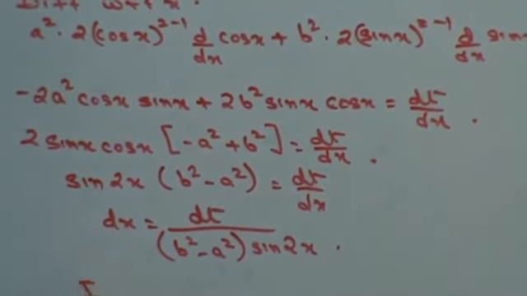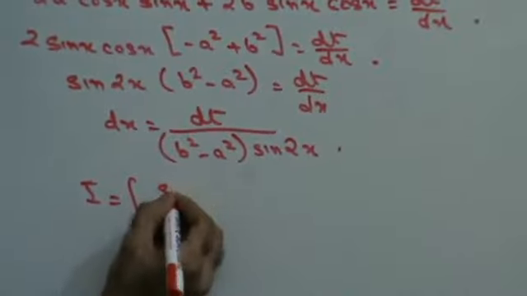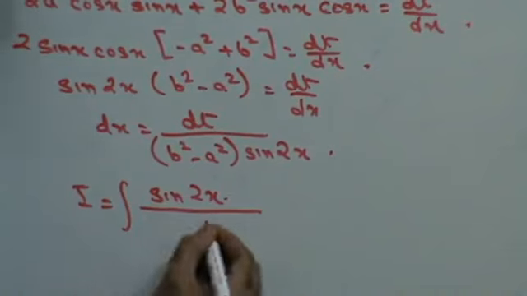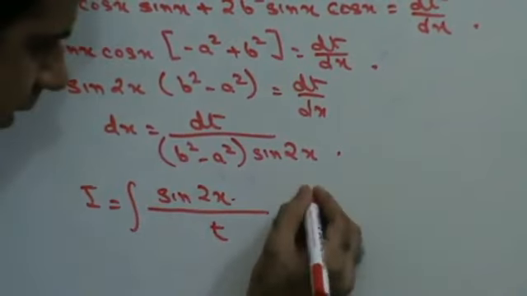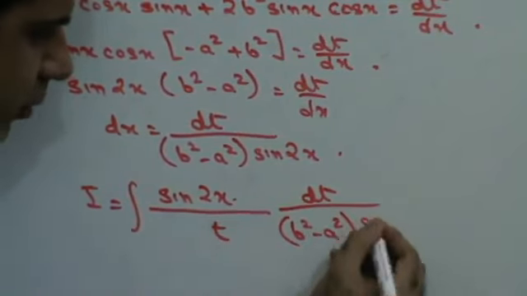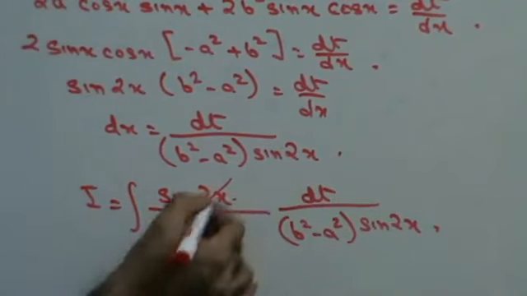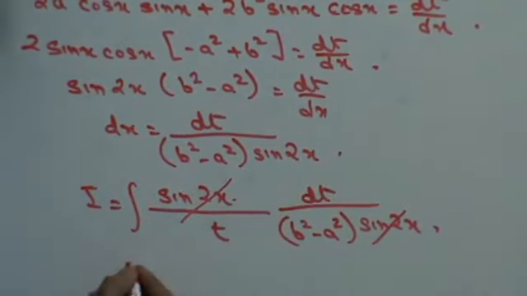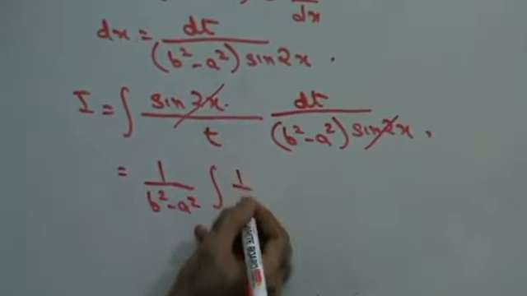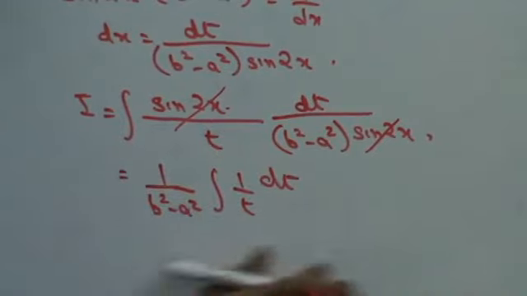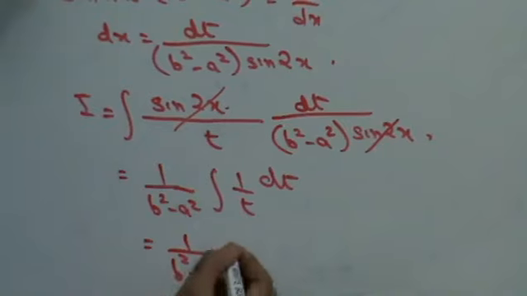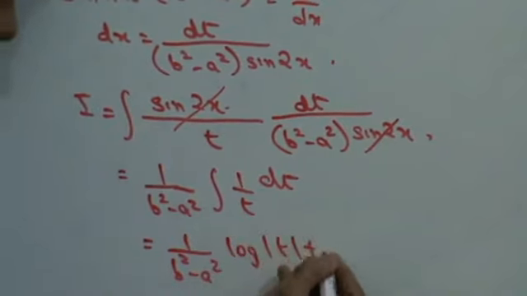Once you have this, I can say I is integral of sin 2x upon, the denominator can be written as t, dx can be written as dt upon b square minus a square into sin 2x. Sin 2x gone. Constant goes outside the integral, so that's 1 upon b square minus a square. Integral of 1 upon t dt. Integral of 1 upon t is nothing but log mod t plus c.